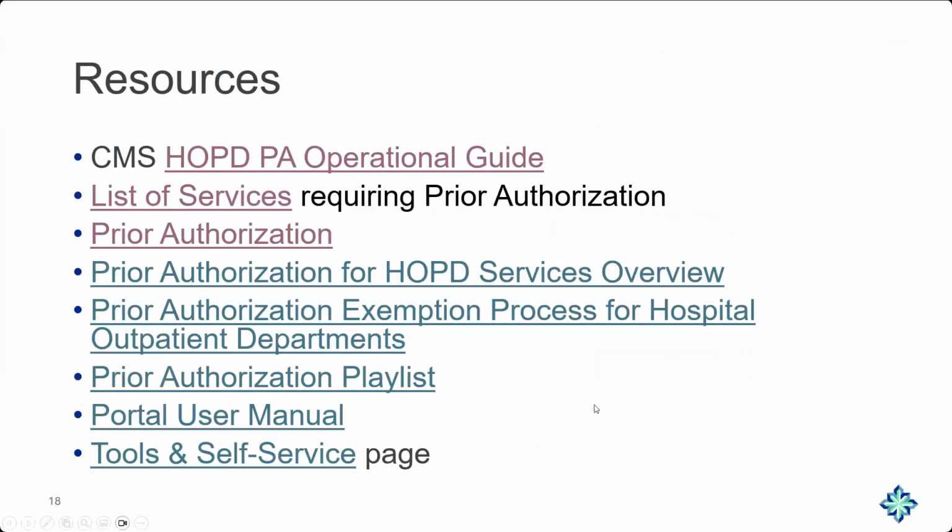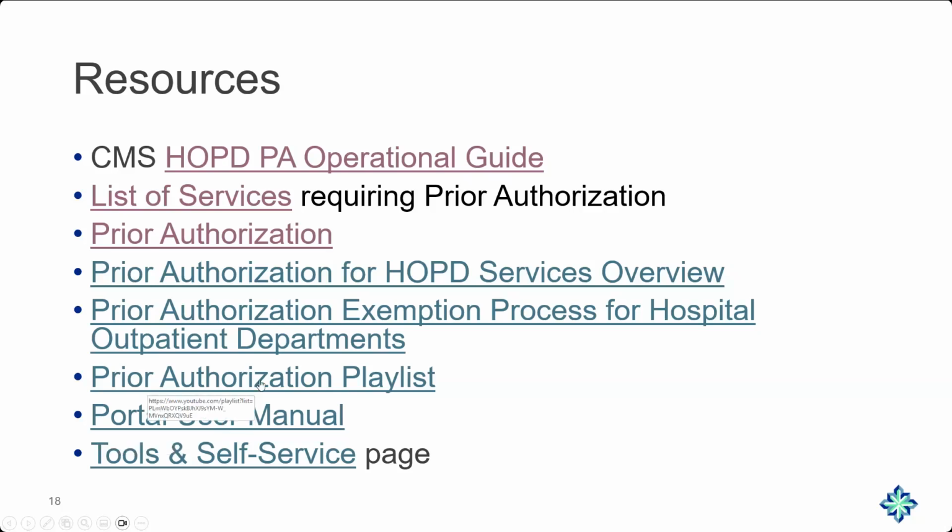If I go back to our resources slide, a couple more things that I want to talk about. The tools and self-service page is what we just looked at. The portal user manual is going to outline step-by-step with screenshots for you how to actually request the prior authorization. So I'm focusing on showing you how to find the status of that, but if you want to know how to actually send us the request using our portal, that's the portal user manual.